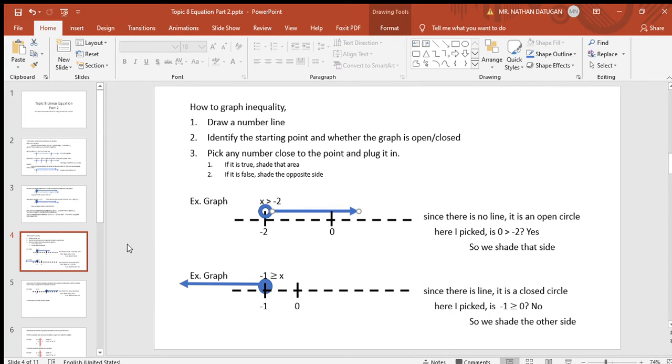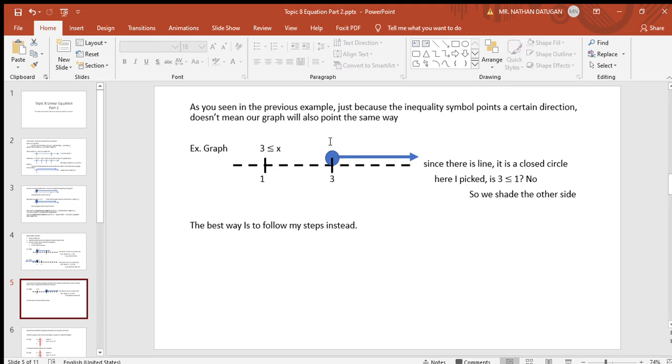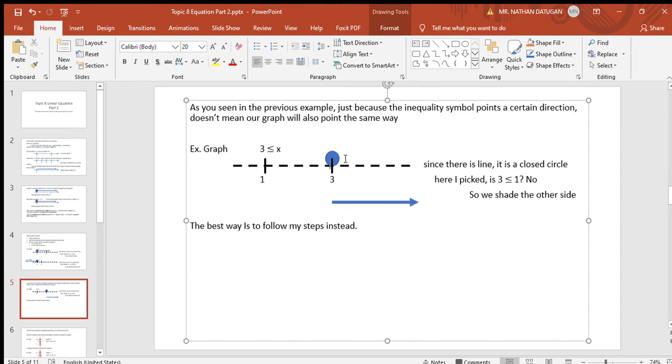So the easiest way is just pick a number and then you plug it in. If it's true, shade that area. If it's false, shade the opposite area. So our last example, we have 3 is less than or equal to x. So again, first thing first, identify the point. It's going to be 3.